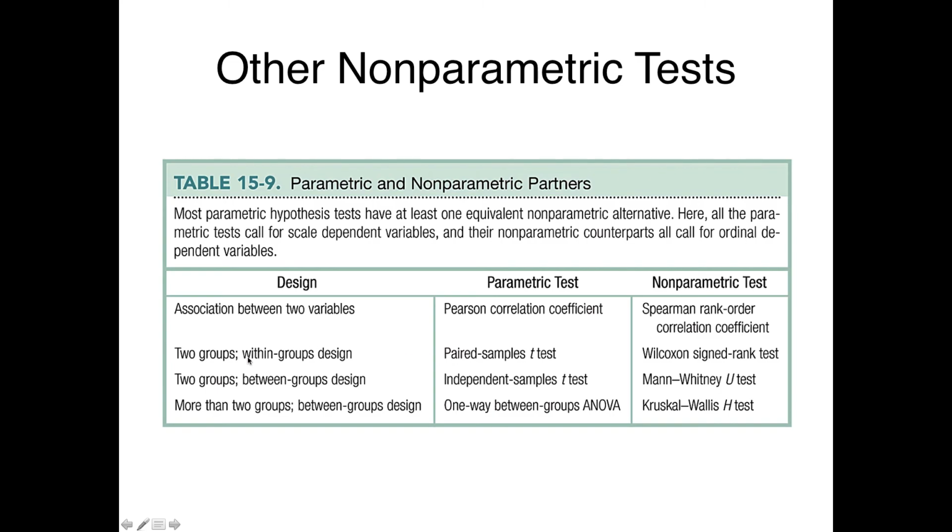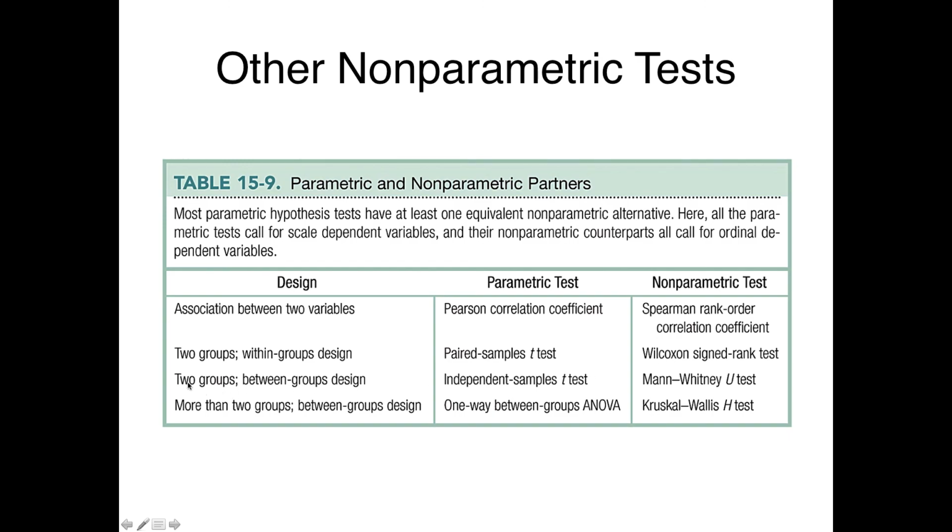Now let's think about designs where we have 2 groups and it's a within groups design. In other words, it's actually one group of people that go through 2 things. And we want to compare them to each other, basically. Well, if our dependent variable, the thing we're interested in measuring behavior on, is scale, so interval or ratio, we use a paired samples t-test. But if it's ordinal, then we would use what's called the Wilcoxon sign rank test.